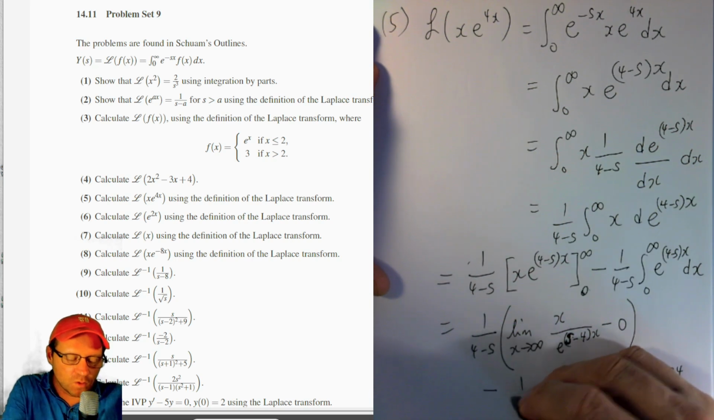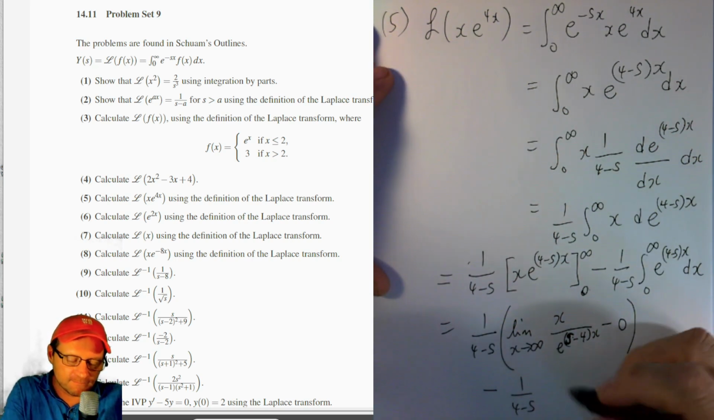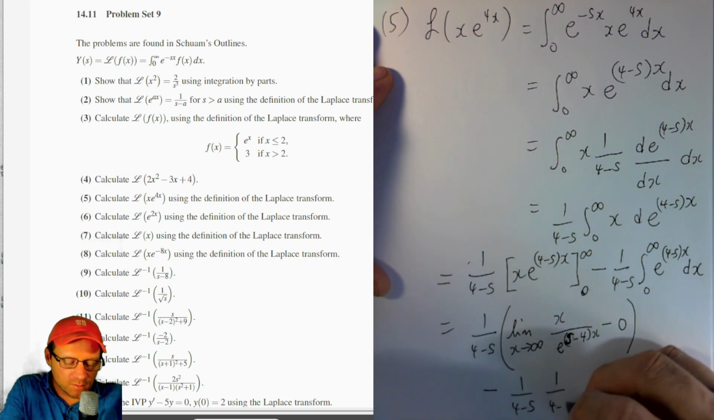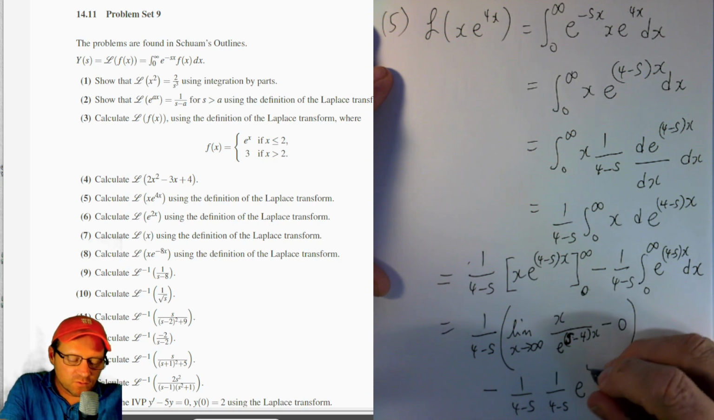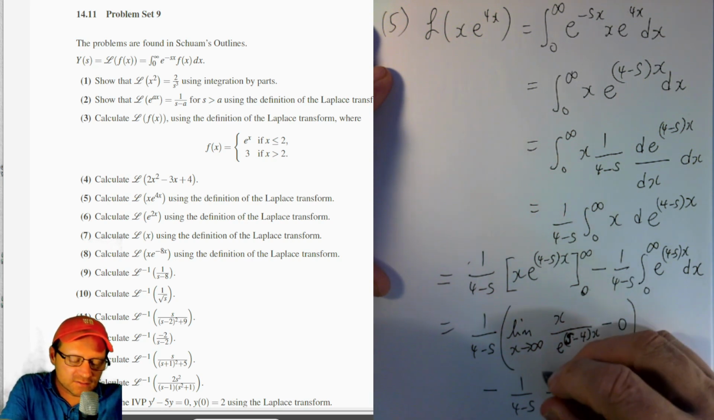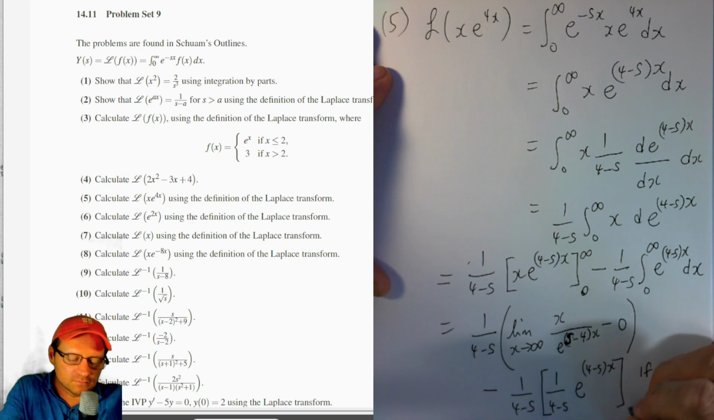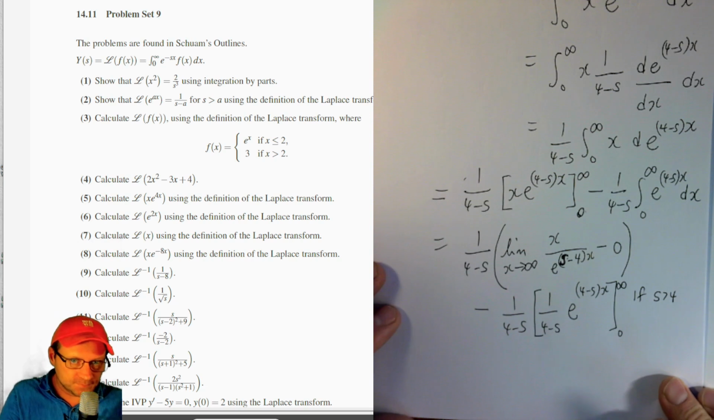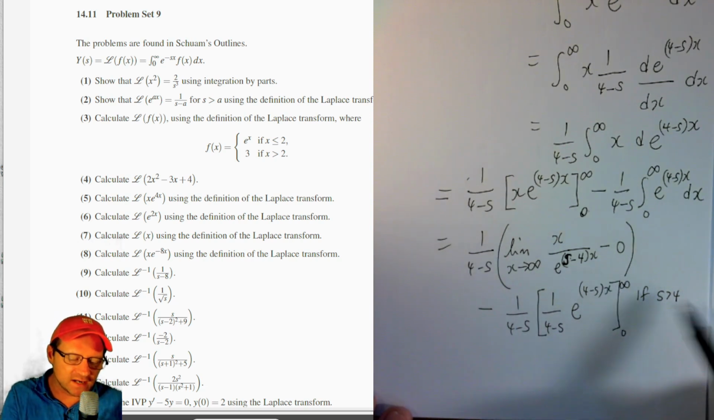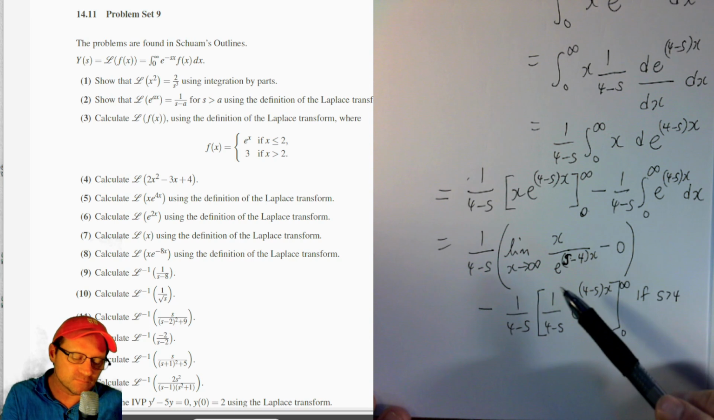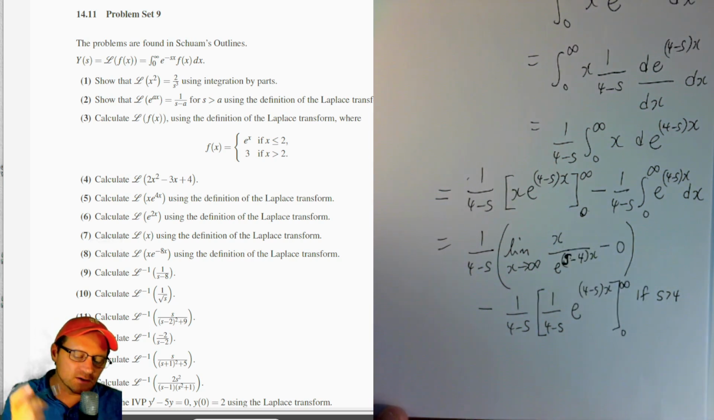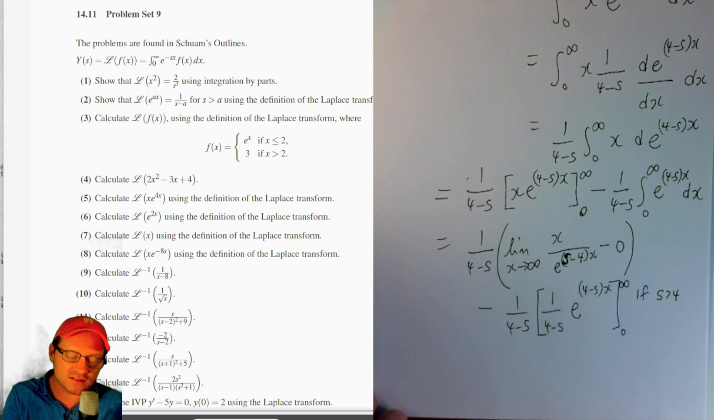So we have minus 1 over 4 minus s. And when we integrate this, we have another 1 on 4 minus s, e to the 4 minus s x, 0 to infinity. Okay. Moving on. Now, provided that s is greater than 4, s minus 4 is positive, so this limit will give us 0 in here. Okay, so this is all 0, all of this. And then over here, let's keep going.